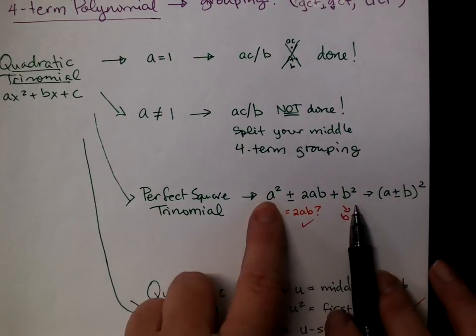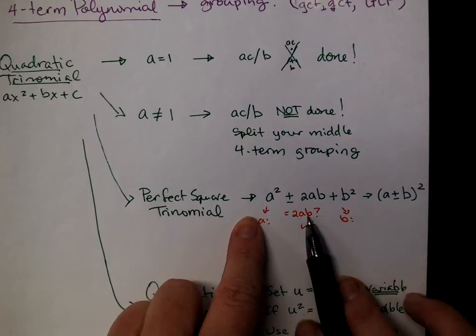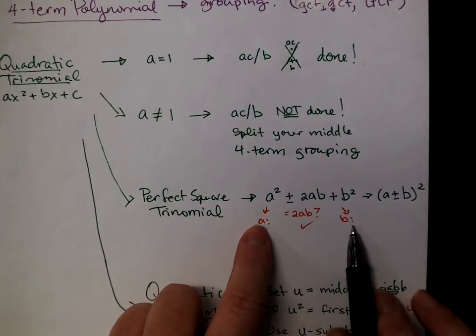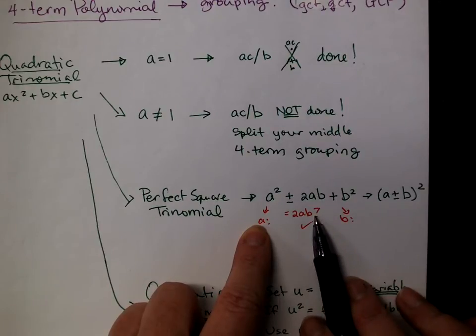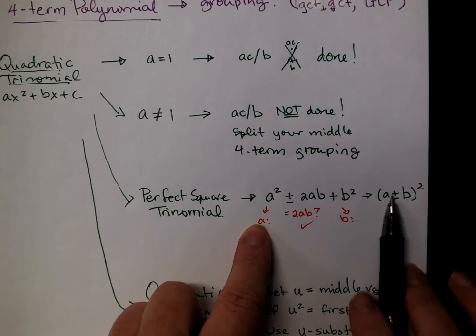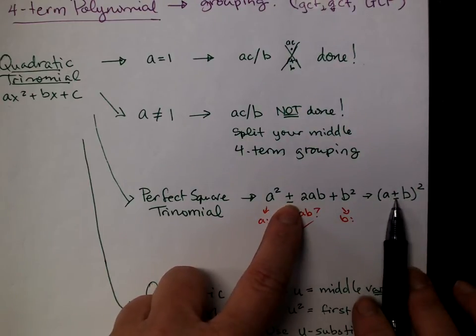So if you're given this and you say, oh, that's a perfect square, that's a perfect square, make sure to test the middle term, because it still might not be a perfect square trinomial. Once you find your A and your B, double it. And if it matches this, check. Then you're done. You know your A and your B, and you just write A plus B squared or A minus B squared. Whether it's plus or minus depends on the middle term.